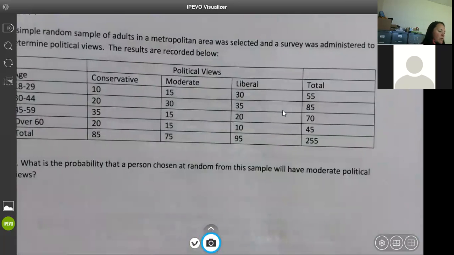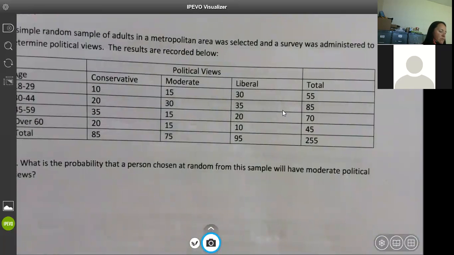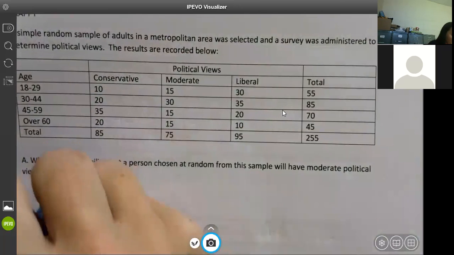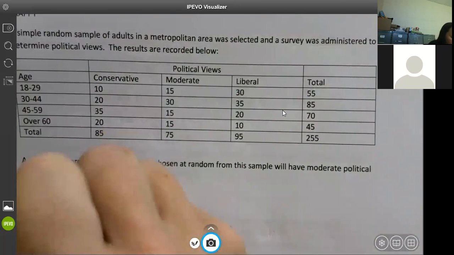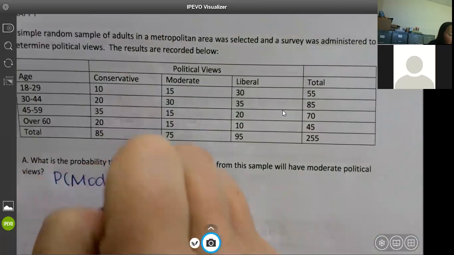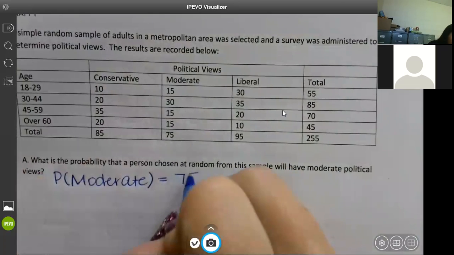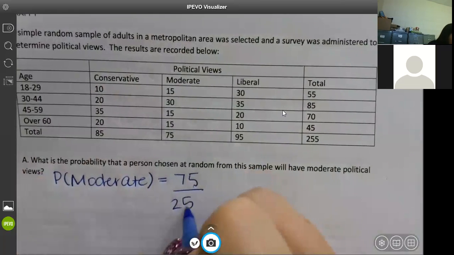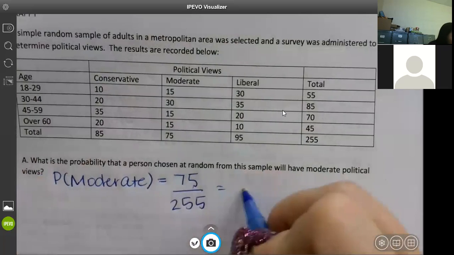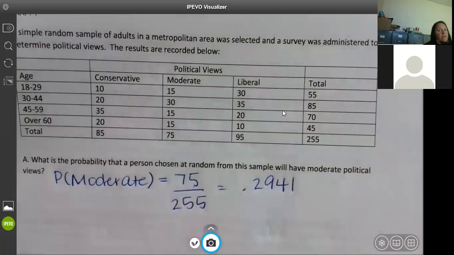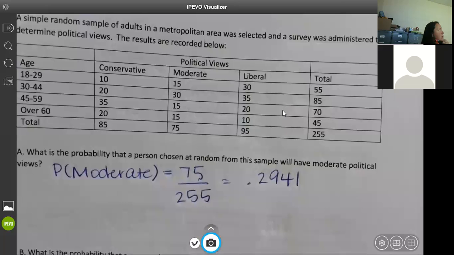A simple random sample of adults in a metropolitan area was selected and a survey was administered to determine political views. The results are recorded below. What is the probability that a person chosen at random from this sample will have moderate political views? So the probability of moderate. There's nothing, guys, it's easy. Don't overthink this. Total moderate is 75 out of 255, if you want to go ahead and reduce it to 0.2941. You do not have to, okay? You do not have to.